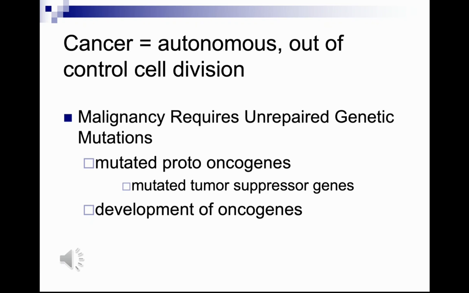Cancer is autonomous, out of control cell division. Autonomous meaning self-regulating. Cancer does not respond to stop signals. It doesn't need growth signals. It's totally self-regulating. Malignancy requires unrepaired genetic mutations. Mutated proto-oncogenes, in other words, mutated tumor suppressor genes, so that damaged DNA is not repaired. And then there's development of oncogenes, genes capable of bringing on malignancy.